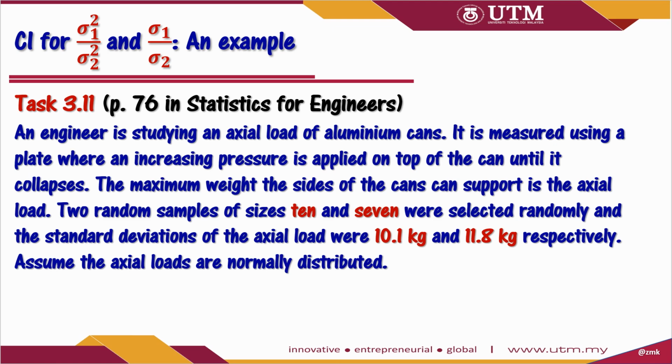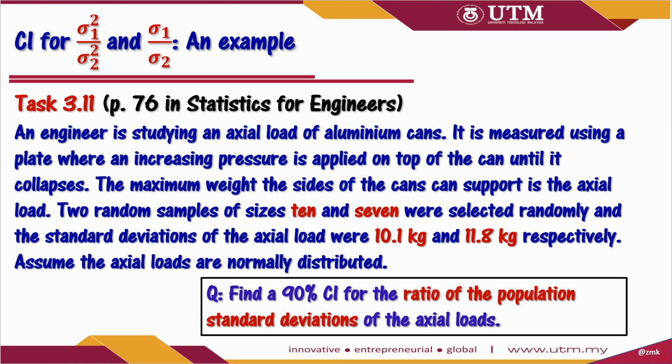Two random samples of sizes 10 and 7 were selected randomly, and the standard deviations of the axial load were 10.1 kilograms and 11.8 kilograms respectively. Assume the axial loads are normally distributed. The question we want to address in this slide is find a 90% confidence interval for the ratio of the population standard deviations of the axial loads.